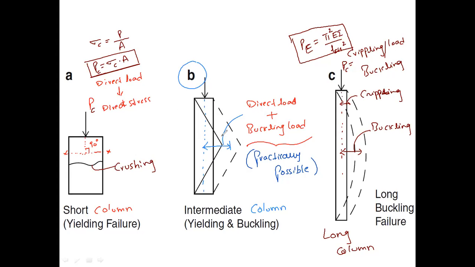How to calculate this combined load? ఈ combined load ఎలా calculate చేయాలి? How to calculate this combined load where the column is subjected to direct load plus buckling load? ఈ రెండు యాడ్ చేస్తే combined కదా. Then how to calculate this combined load?